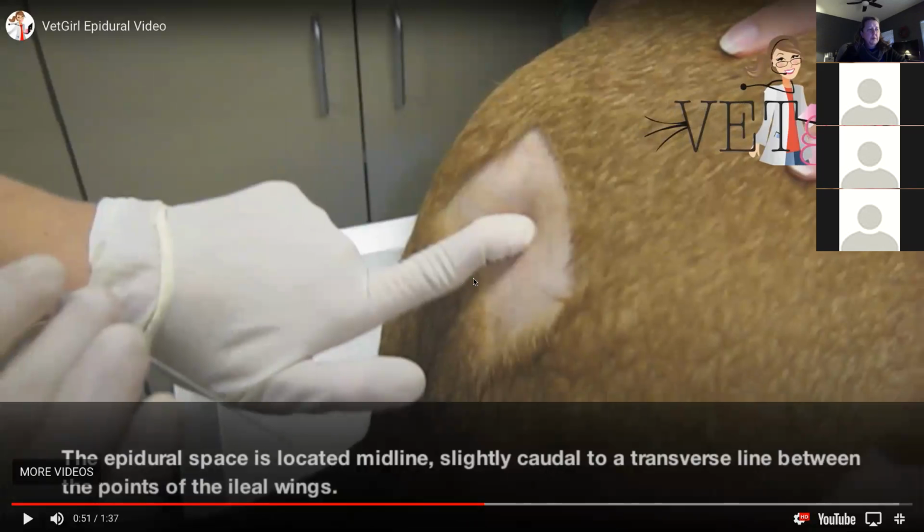So imagine you've got your spinal cord here, your vertebral column, and your wings of the ilium. You go right on midline, and it should line up about at the level of the wings of the ilium or just right caudal. So you're just going to have to use landmarks and palpation.